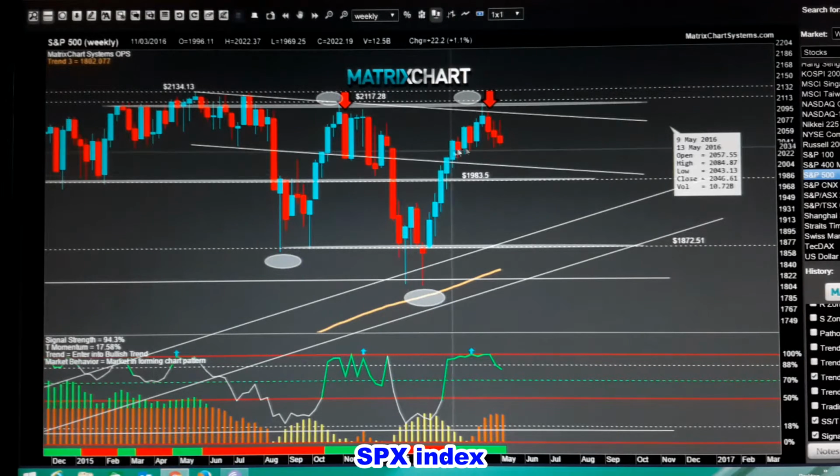So looking forward, we may see a lot of bearish candlesticks along the way to this region on this horizontal line, 1983. Let's take a closer look into the detail in the shorter term trend.